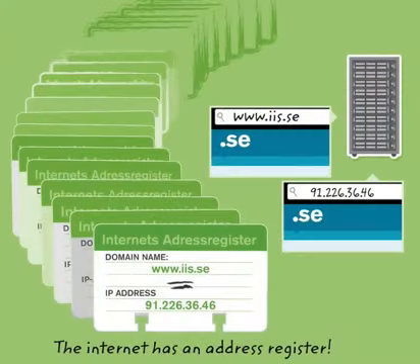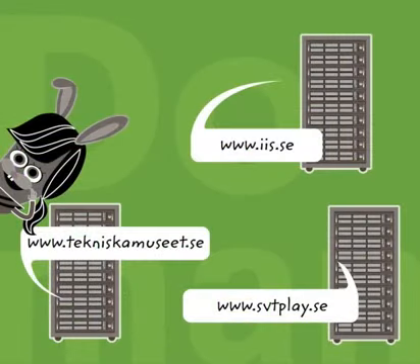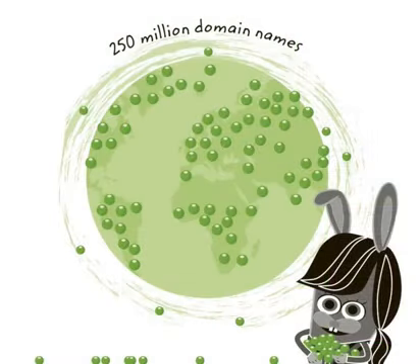If you write or click on a link to a web address, your computer then contacts the right server with help of the Internet's address registry. But actually, the address is translated to a set of numbers and points. Addresses on the internet can be short, like iis.se, or long, like www.techniskamuseet.se. An address with letters instead of numbers is called a domain name. It is the servers that have domain names, not the computer, mobile, or tablet. There are around 250 million domain names in the world. In other words, there is unbelievably much to discover on the internet.